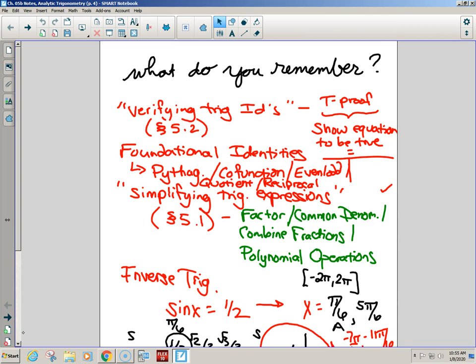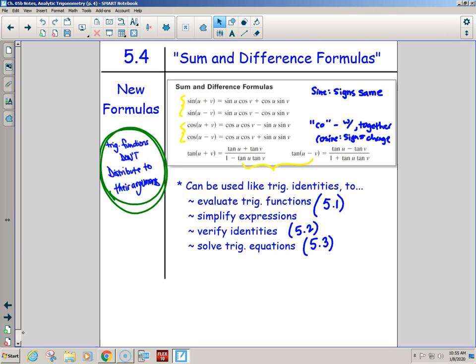5.2 is proofs. 5.3, what's the most important word? Solve. Okay, so we have simplify, we have verify, and we have solve. There might be some other words that come in, but those are the 3 most important words that we had already talked about in chapter 5 with the most basic, fundamental trig identities.